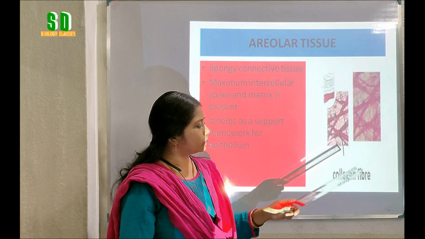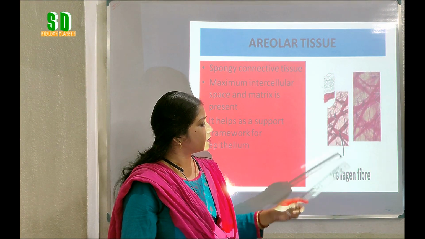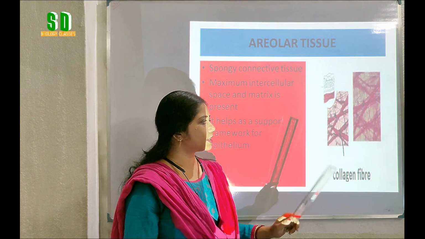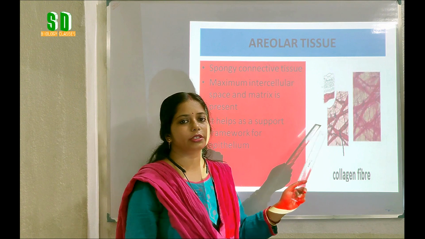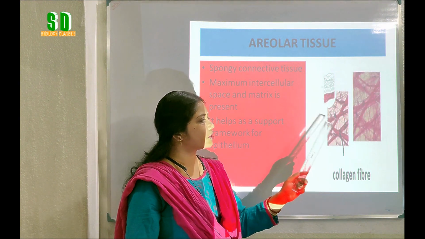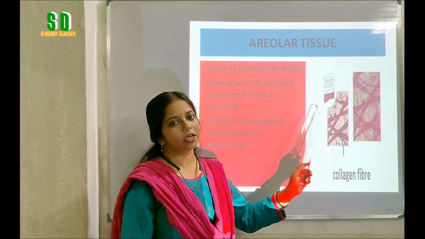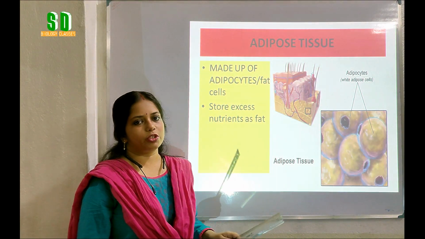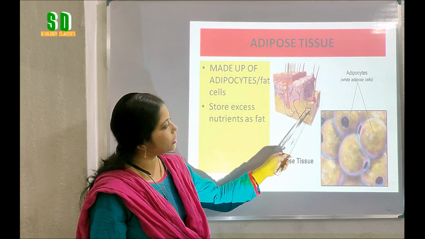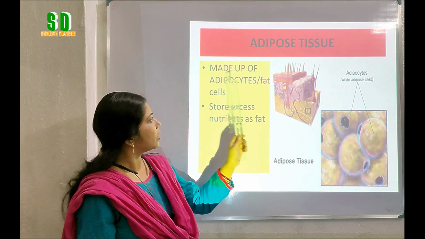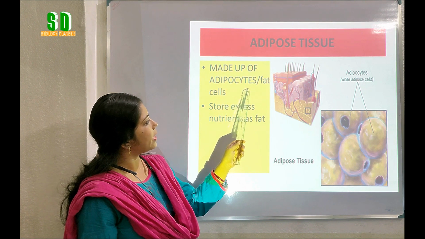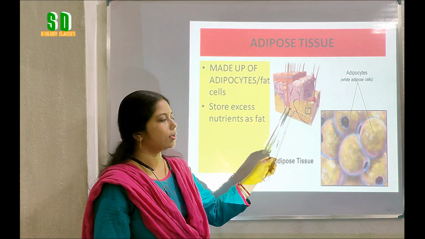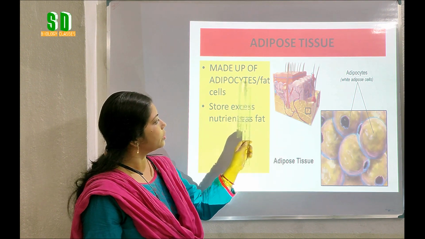The areolar tissue consists of collagen fiber, fibroblast cells, mast cells and macrophages. These are the different substances present in the matrix of the areolar tissue. Now another type of loose connective tissue is present just below our skin. It is made up of adipocytes or fat cells, that is the adipose tissue.